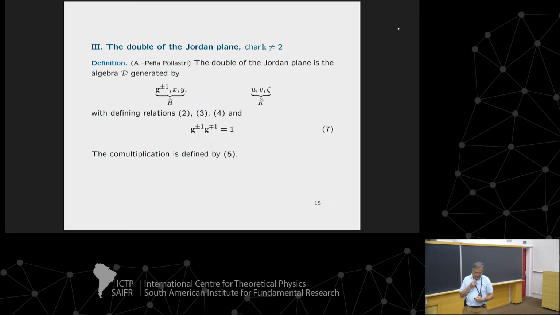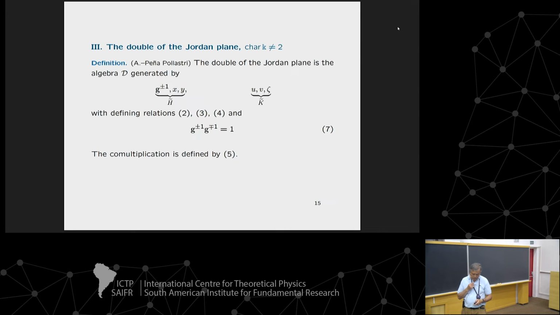Then we said, okay, now we understood what the Drinfeld double is in characteristic p. Let's go back to the Jordan plane. The input for the previous construction is the restricted Jordan plane. Let's go to the Jordan plane. And in the case of the Jordan plane, we make the following definition.